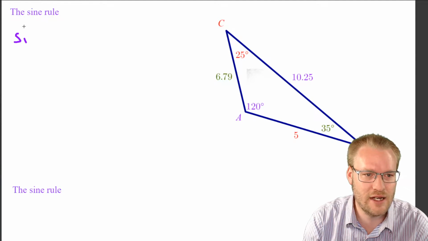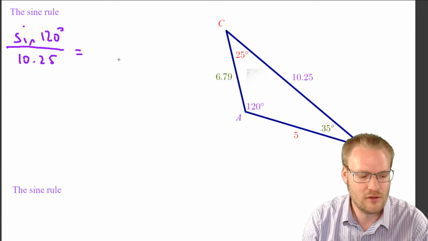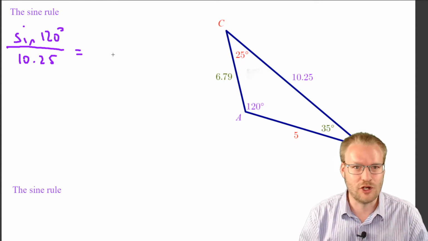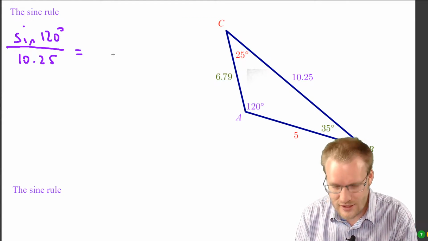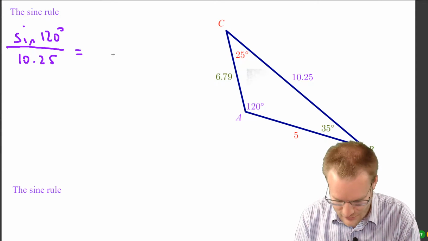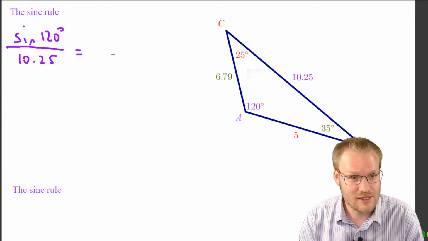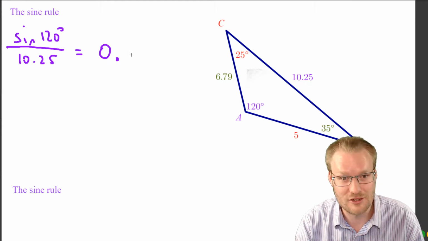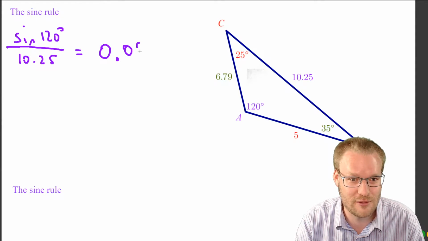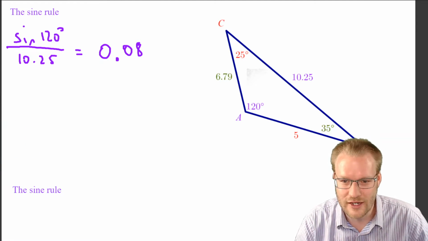If we take sine of 120 and divide it by the opposite side, 10,25, to one decimal place, what do you get? Brendan, where's your calculator? Okay, I get sine 120 over 10,25, well, I said one decimal place, so I'm actually going to go for 2 here. 0,08 something.